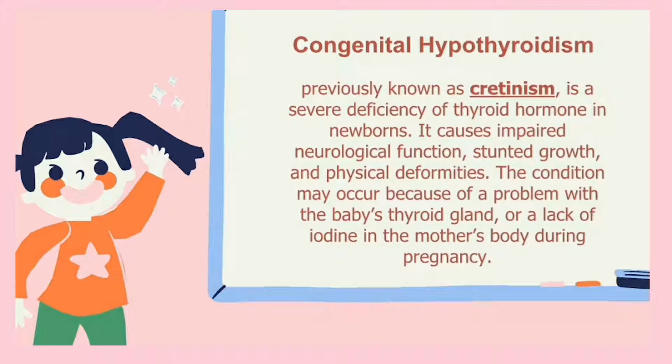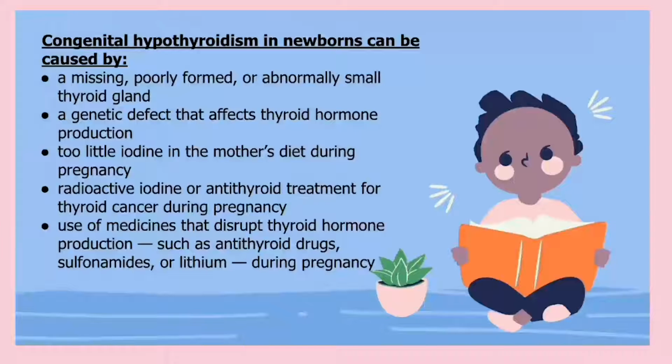mother's body during pregnancy. Other names for this complication are congenital myxedema and cretinism. Congenital hypothyroidism in newborns can be caused by a missing, poorly formed, or abnormally small thyroid gland, a genetic defect that affects thyroid hormone production, too little iodine in the mother's diet during pregnancy, radioactive iodine or anti-thyroid treatment for thyroid cancer during pregnancy, and use of medicines that disrupt thyroid hormone production, such as anti-thyroid drugs, sulfonamides, or lithium during pregnancy.